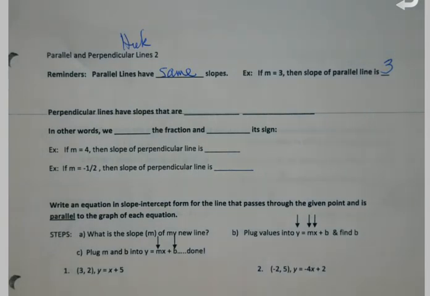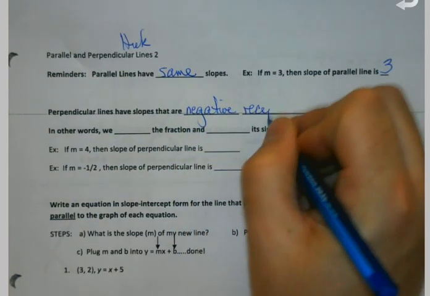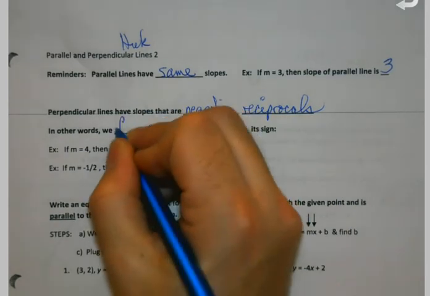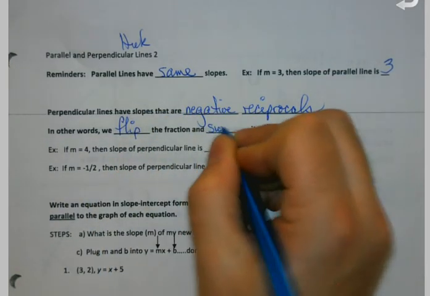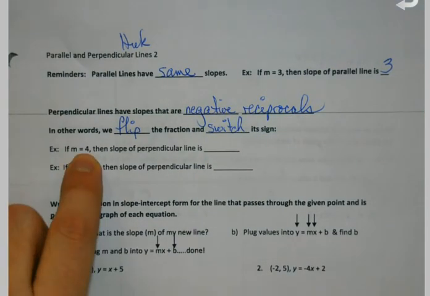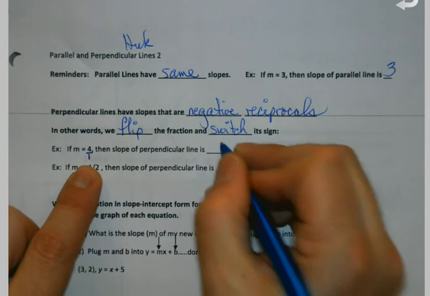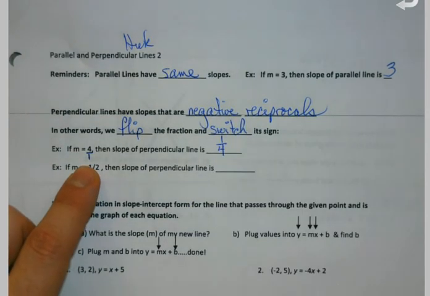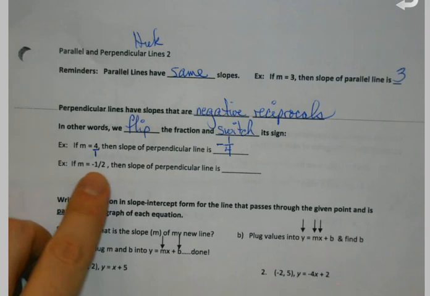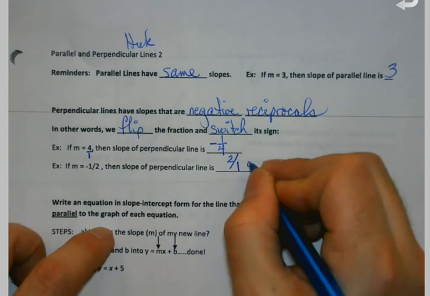But perpendicular lines, so I have to pay attention to the word they use, are negative reciprocals, which is just a fancy way of saying we flipped the fraction and switched the sign. And again, if you've got something that's not a fraction right away, make it a fraction first, because then when I flip it, the 1 would go to the top and the 4 would go to the bottom, and I switch the sign. It was positive, it becomes negative. If it's already a fraction, still flip it, but now it's negative, it becomes positive. And if I just want to write it as 2, I could do that.